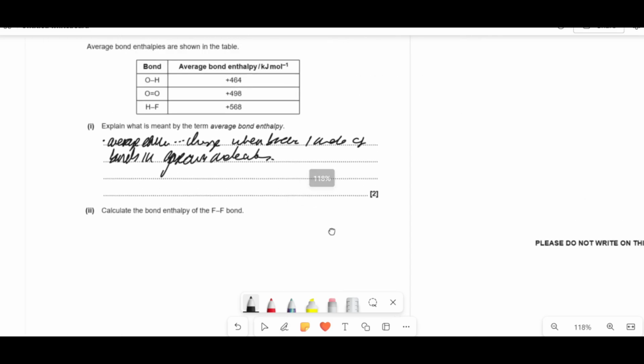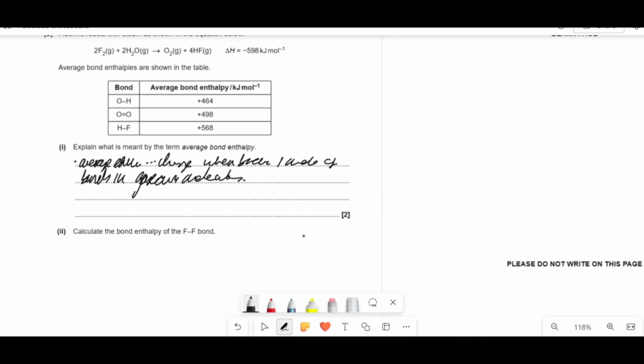So whenever you're doing this, you must draw a cycle. I don't want to hear any of that, like, oh, bonds are made, bonds broken, rubbish, right? Write the overall equation again and what you know. Draw a Hess's law cycle. Every arrow is an enthalpy change. So 2F2 plus 2H2O goes to O2 plus 4HF. Do it this way, you'll never get it wrong. Delta H is going to equal minus 598 for this reaction.